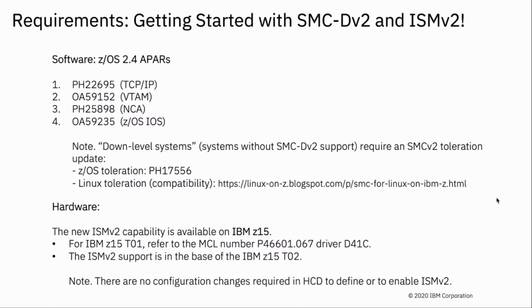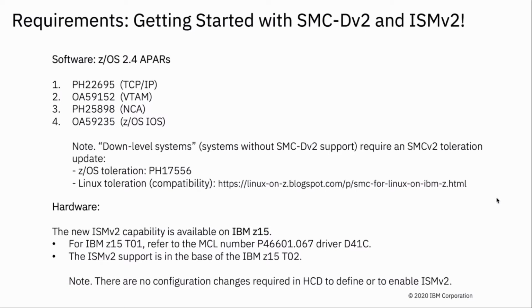Now, getting started with SMC-D version 2, it requires a software change and a hardware change. And the software, again, will be shipped in our third quarter enhancements RFA, you saw that information. It will be 2.4 PTFs, and there's a TCP PTF of a VTM1, a PTF or APARs, I'm sorry, I'm listing here for NCA, and there's one for z/OS proper and iOS to provide some support for us as well. So there are the changes there for 2.4.